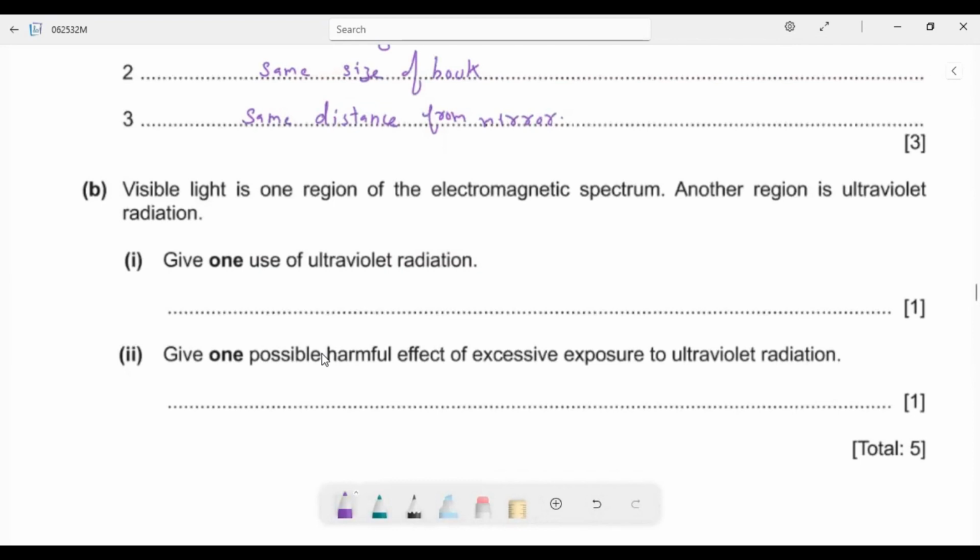Visible light is one region of the electromagnetic spectrum. Another region is UV or ultraviolet radiation. Give one use of ultraviolet radiation. We can use ultraviolet radiation for sterilizing water. Give one possible harmful effect of excessive exposure to ultraviolet radiation. It can cause skin cancer. Its radiation can cause skin cancer or skin damage.